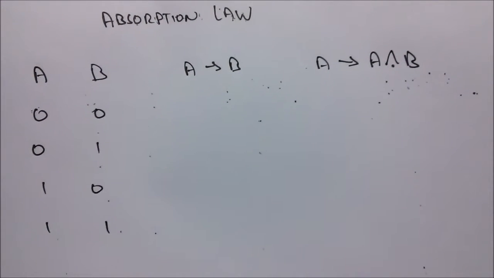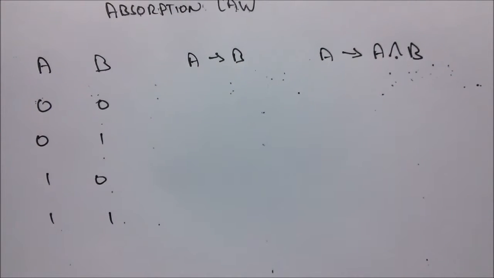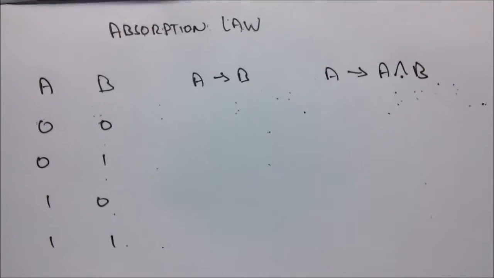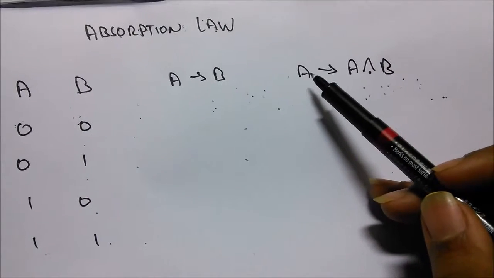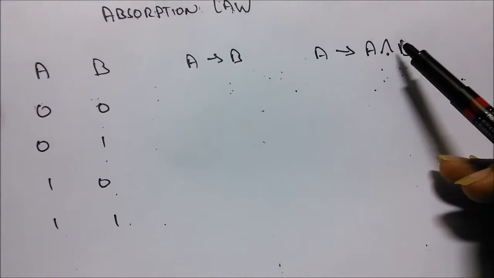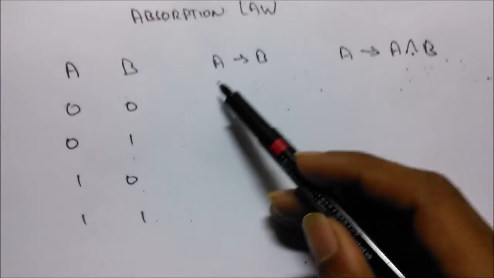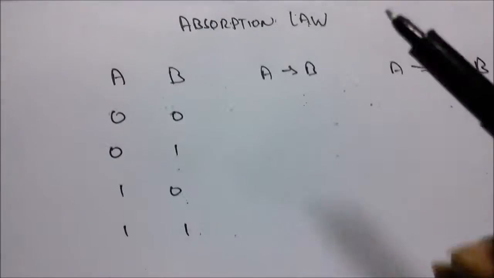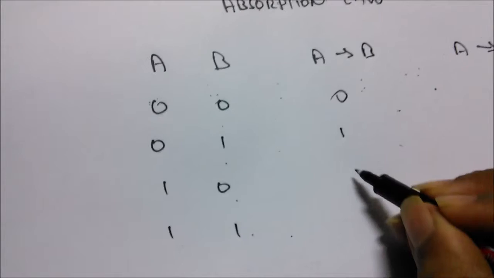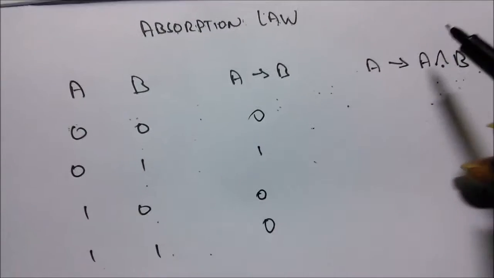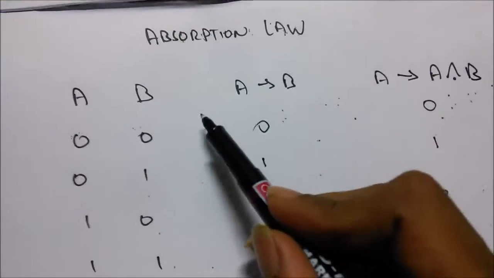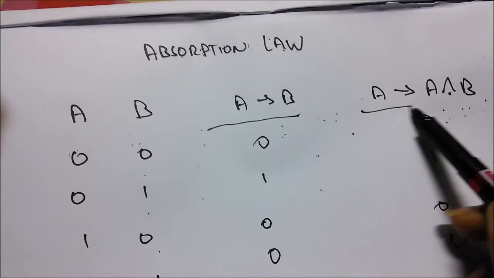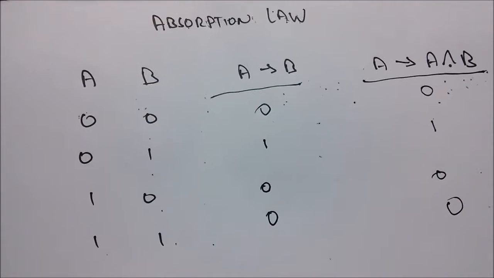Next question is to solve the truth table for the absorption law. The absorption law states that A into B must be equal to A into A plus B. If we solve the truth table for A into B, we get this, and if we separately solve it for this, we get this. Now as you can see, this is equal to this, so the absorption law holds.